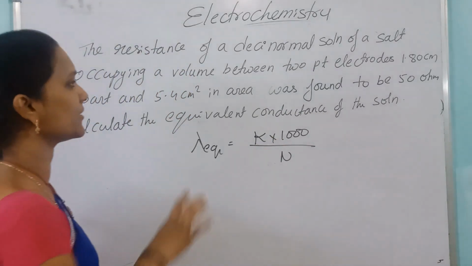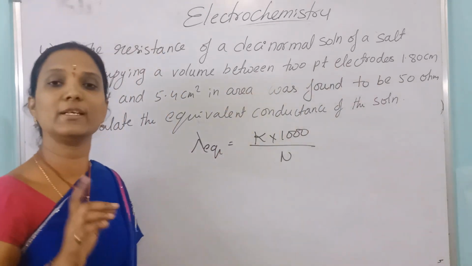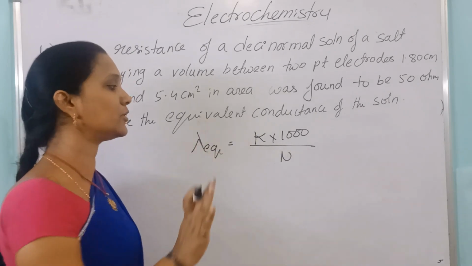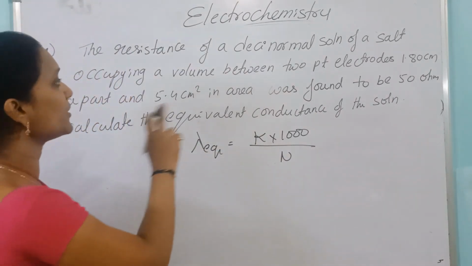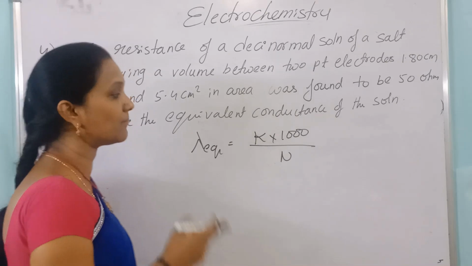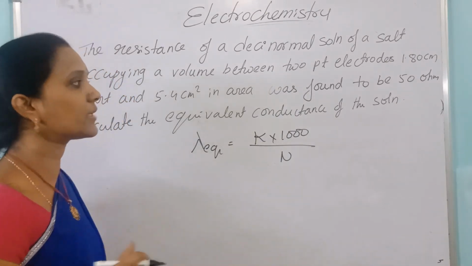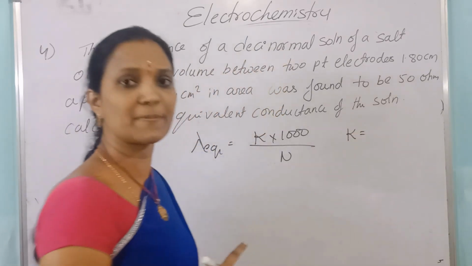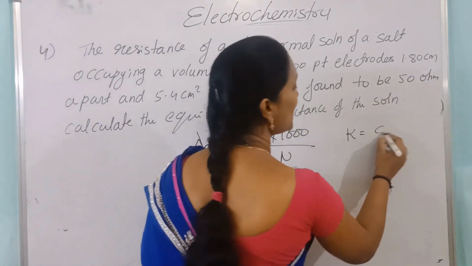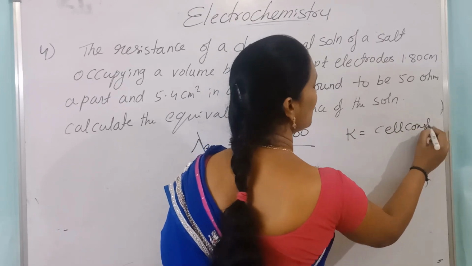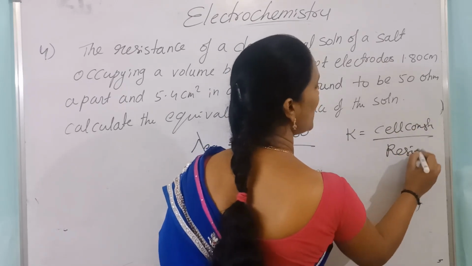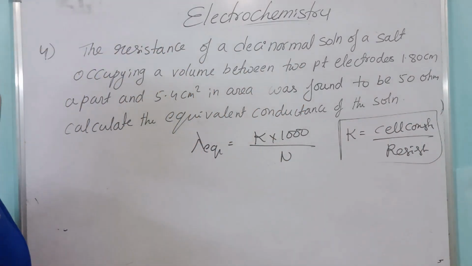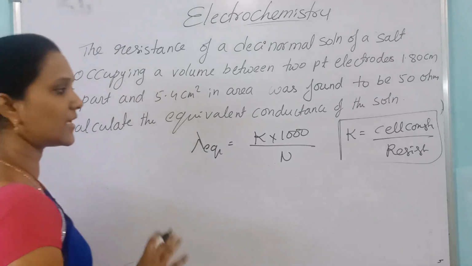See, all are in centimeters only. So in centimeter given, definitely the formula is equivalent conductance equal to K into 1000 by normality. We know the normality, decinormal, but K is not mentioned here, so K we should find. How to find this K? K is the specific conductance. It is equal to cell constant by resistance. Yes or no? K is equal to cell constant by resistance. What is the cell constant? L by A. Cell constant is L by A.